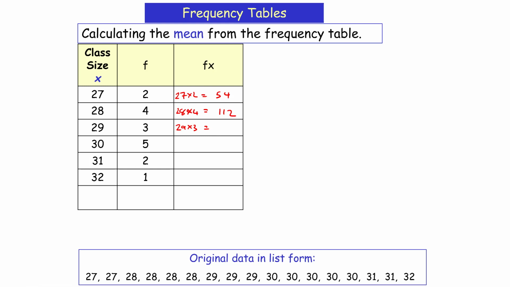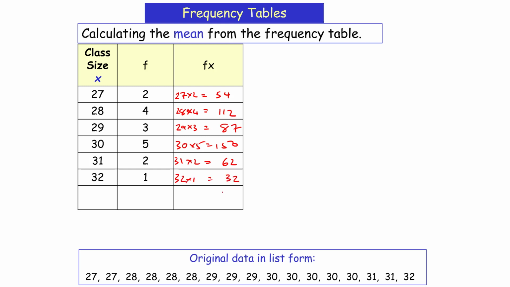Okay, good. Okay, so now you've completed that. Let's have a look. 29 times 3, you should have 87. And I'm going to allow you to use a calculator with this one then. 30 times 5, 150. 31 times 2, 62 you should have. And there's one class of 32, so 32 times 1 was 32.